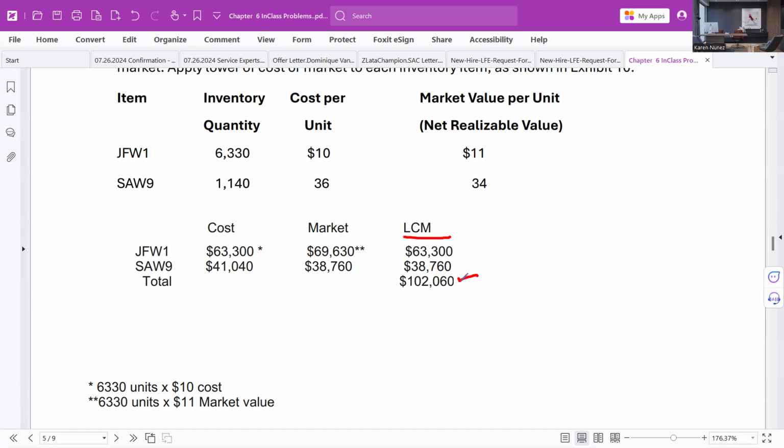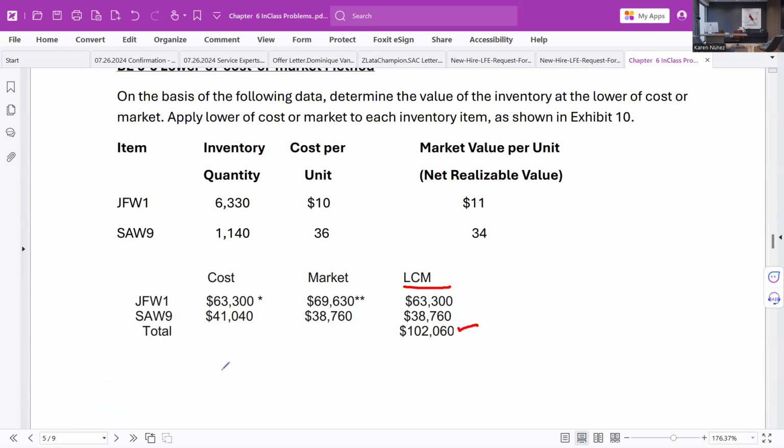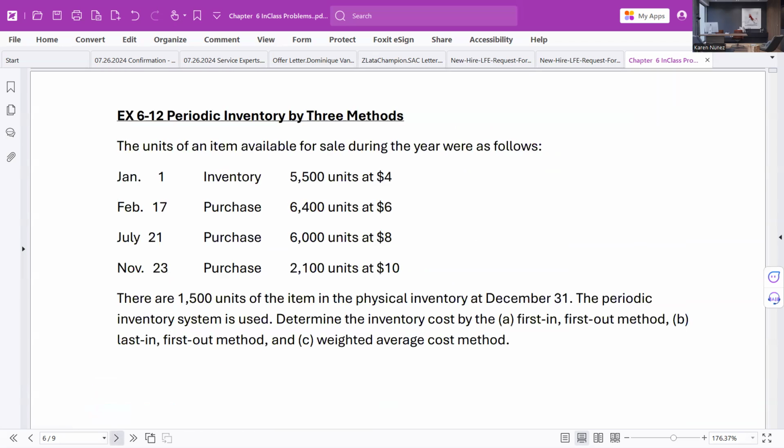So let's see, got a couple more we need to work through here. Let's go back to the periodic inventory and let's value the inventory again. And then we'll finish up with another LCM problem at the end. So let's look at periodic inventory system, exercise 612.